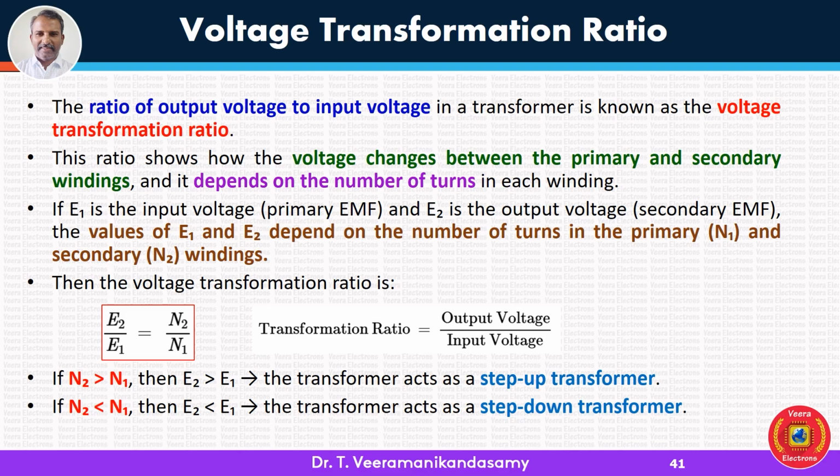The voltage transformation ratio, often denoted as K, is the ratio of output voltage E2 to input voltage E1, and it is equal to the ratio of the number of turns in the secondary N2 to the primary N1. If N2 is greater than N1, the transformer is a step-up type, increasing the voltage. If N2 is less than N1, it is a step-down type, decreasing the voltage.